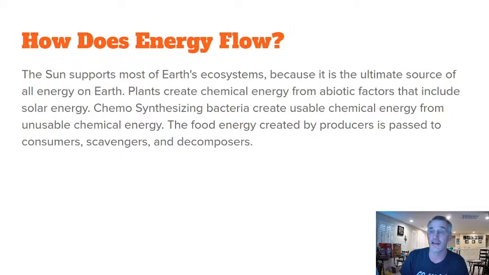Because it is the ultimate source of all energy on Earth, plants are considered producers and they absorb the sun's energy and convert it into chemical energy. So plants create chemical energy from abiotic factors that include the sun's energy. And then, as I mentioned, you have chemosynthesizing bacteria that could create usable chemical energy from unusable chemical energy like sulfur and stuff like that at those unusual places at the bottom of the ocean. The food energy created by producers is then passed on to consumers, scavengers, and decomposers.